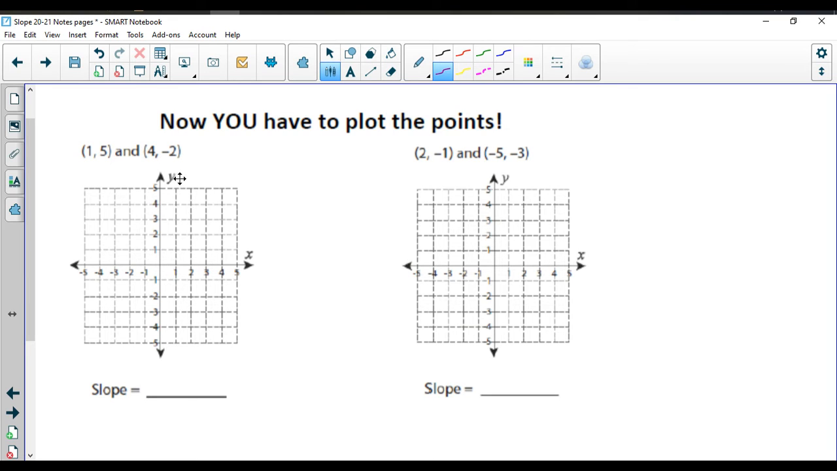So the first point is (1, 5), so over 1 and up to 5. And the next one is (4, -2). So now we're going to find the slope. We need to go left to right. So we're going to go 1, 2, 3, 4, 5, 6, 7 down, and 1, 2, 3 to the right. So my slope is negative 7/3.